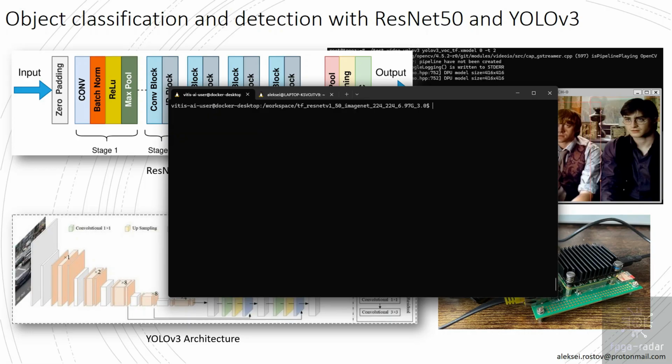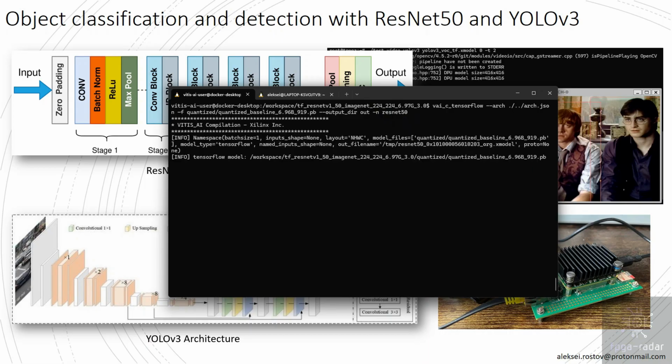For doing this, I will use the vai_c_tensorflow command. For architecture, I import the architecture JSON file that I copied from the Vivado project. Here I point to the quantized model, and the out dir will be created with the ResNet 50 .xmodel file. Okay, let's start it. It takes a little bit of time.